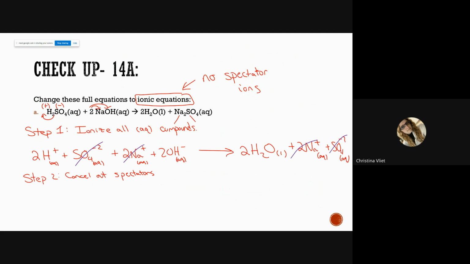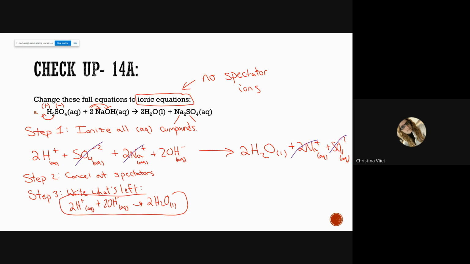And so write what's left. Step 3, write what's left. So what's the actual reaction? 2H plus 2OH minus goes to 2 waters. And this is the official method to get an ionic equation.